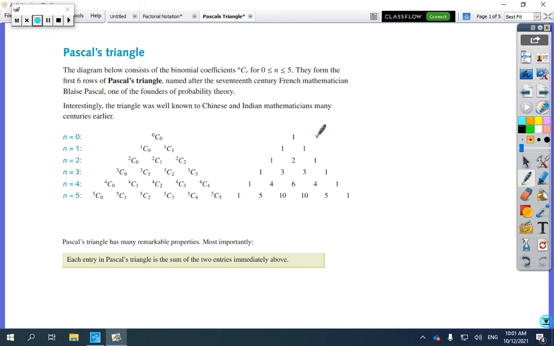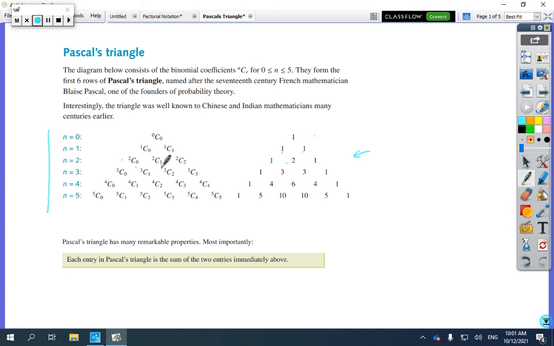So we start with 1, and then 1 and 1, 1, 2, 1, 1, 3, 3, 1. And these are actually coefficients that we can use for expanding out brackets. But we've also got another way of expressing it using combinations. The first one is 0C0, then 1C0, 1C1. So whatever line it is, it starts off with the number on the top, and then the bottom goes 0, 1, 2 to generate the numbers.